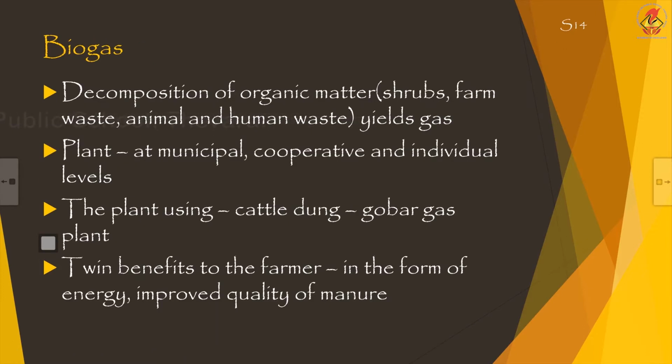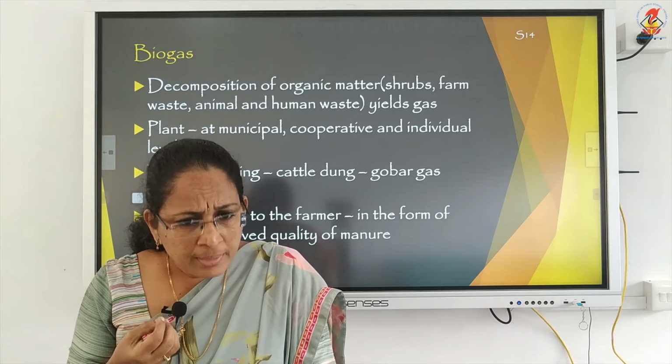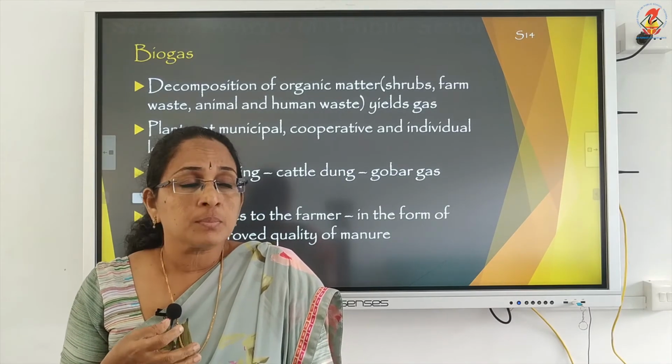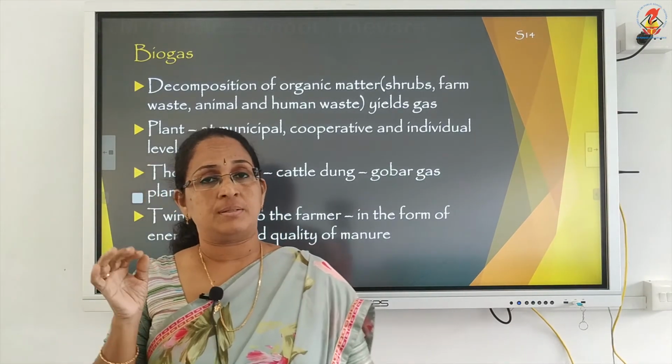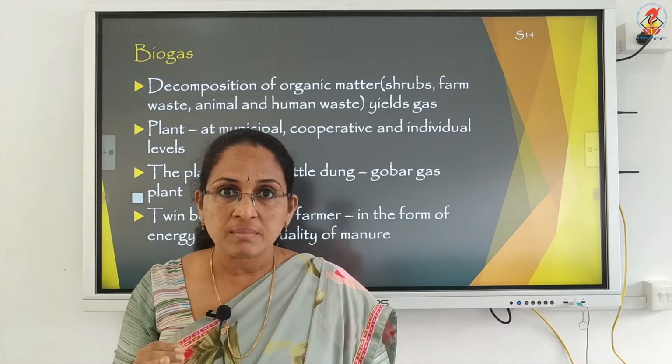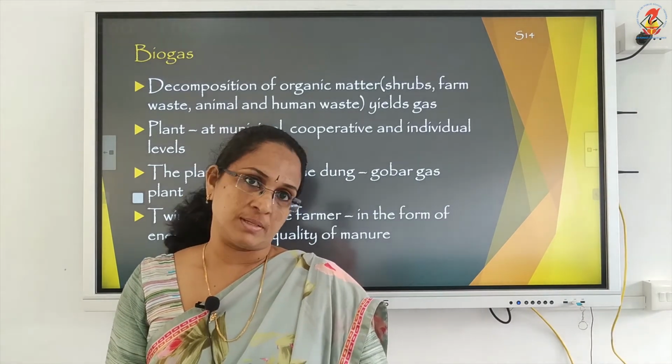Next one is biogas, children. Biogas plants in India. How is biogas formed? By the decomposition of organic matter. It may be from shrubs, farm waste, animal or human waste. It yields gas, and that is used to generate energy. A biogas plant is set up at municipal level, cooperatives and individual levels.